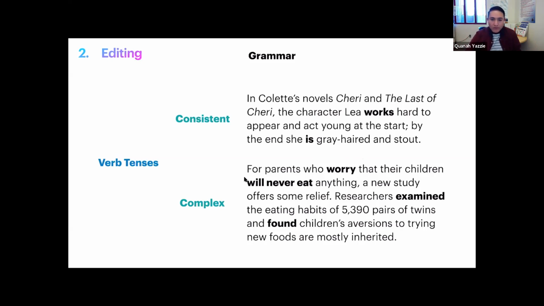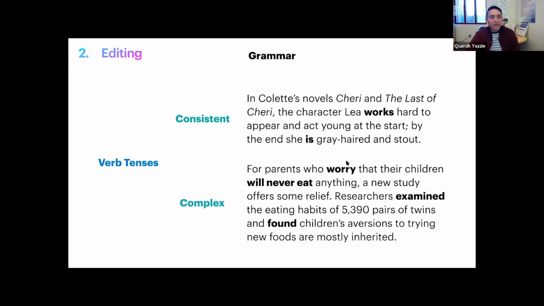So some tips with this portion on complex verb tenses: if you find something that doesn't sound right, there are ways that you can fix them, and one way is adding words and time expressions that fit the current time of the story that's happening. Just like here, they're introducing that a new study offers some relief, and now they're introducing it here as past research about how it has been done. So let's make sure that we're either consistent or properly using complex verb tenses.